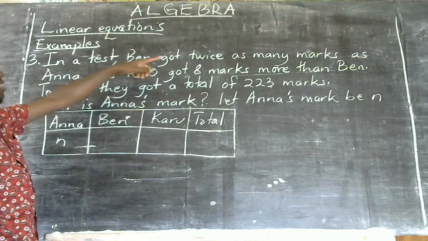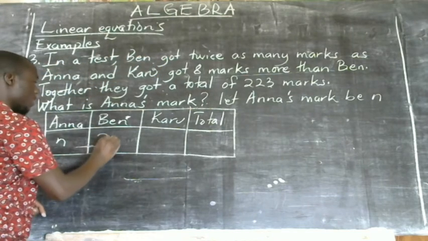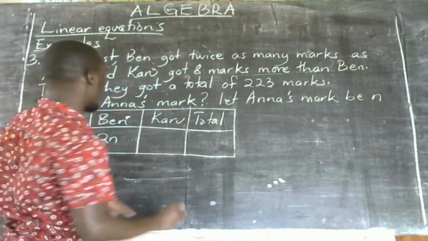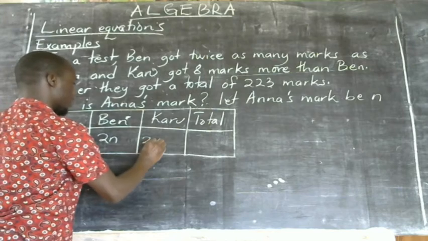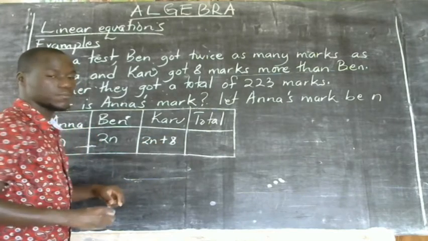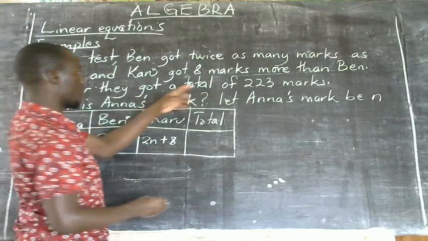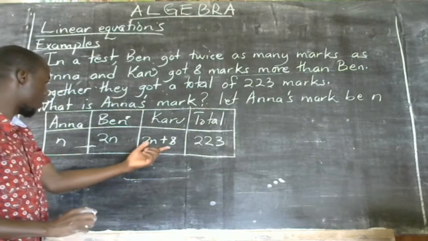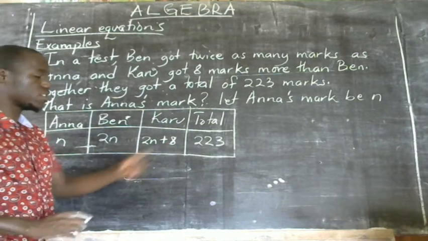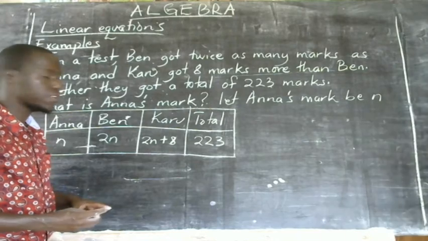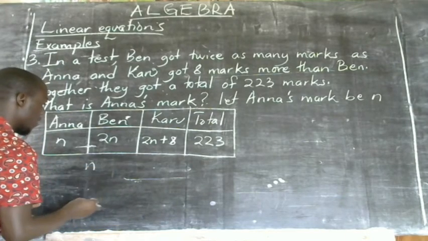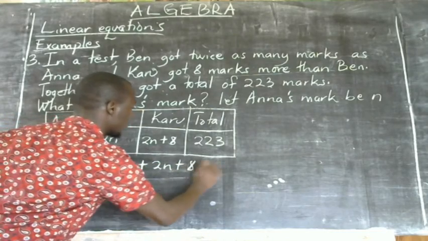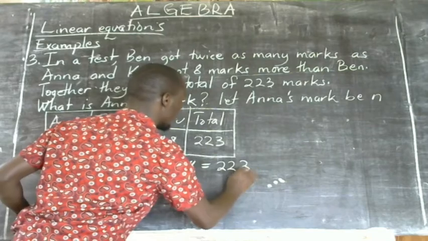Ben got twice as many marks as Anna, so Ben got 2 times n. Carol got 8 marks more than Ben. That is, you get Ben's marks, you add there 8. Then they say they got a total of 223. So I'm going now to add their marks to be equal to 223. So this is n plus 2n plus 2n plus 8 is equal to 223.